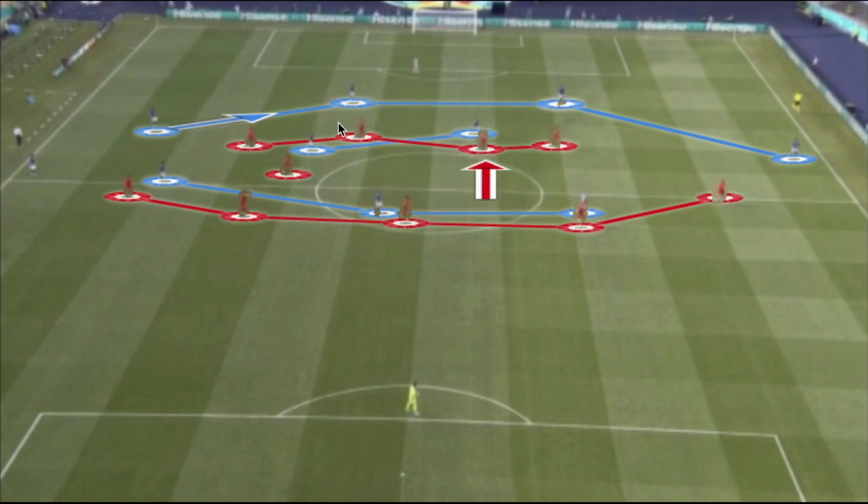The other holding midfielder of Italy was covered by the central forward's cover shadow, with then cover from the deepest holding midfielder.